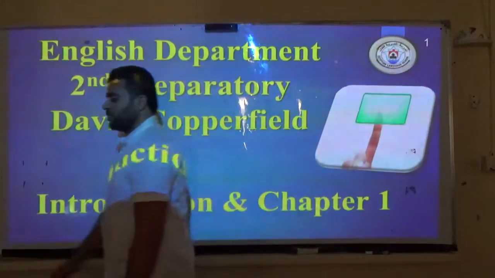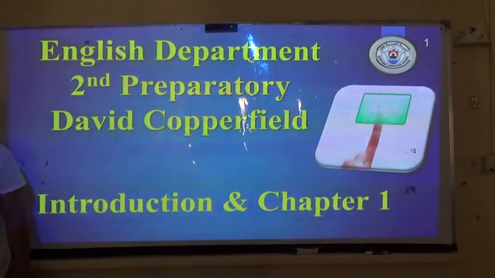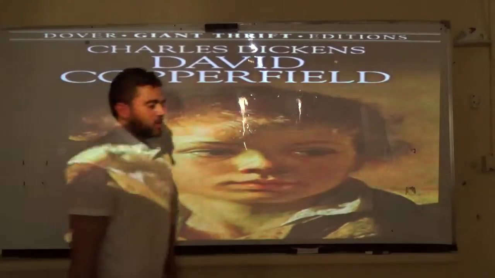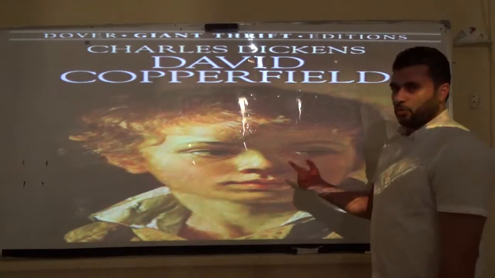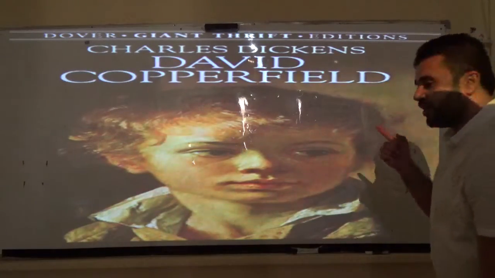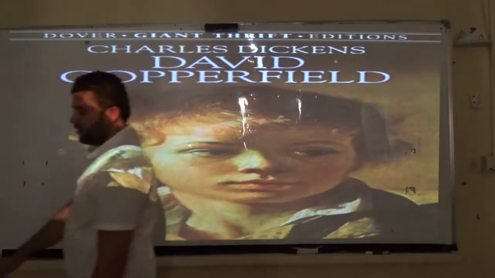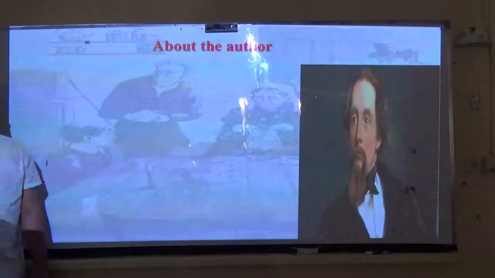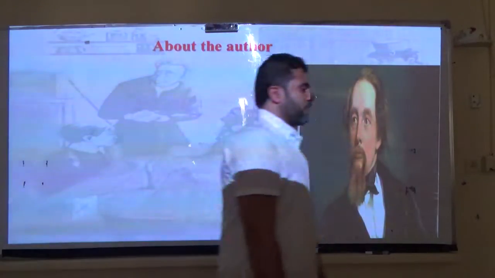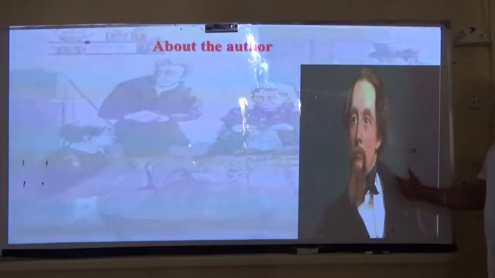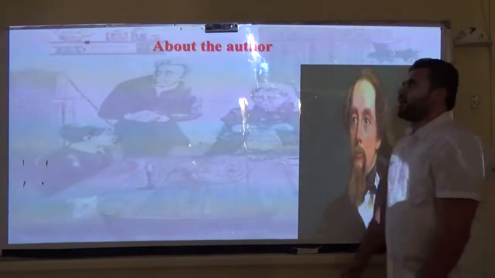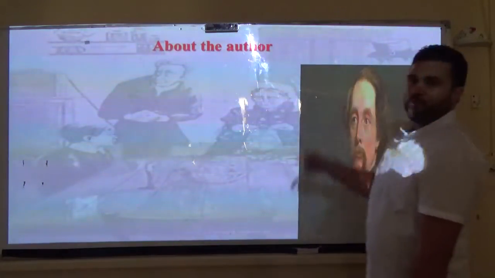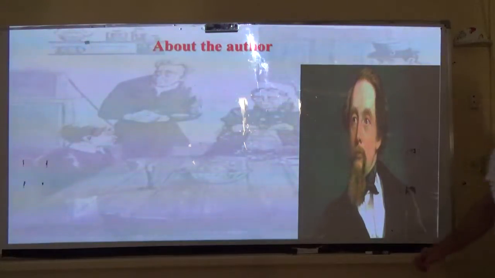But before we start, we have some pictures, and I want you to tell me what you think about this picture. Look at this picture. This is David while he was a child. Number 2, second picture. Who is this man? Yes, very good. I think the man is the author, the writer of the novel.